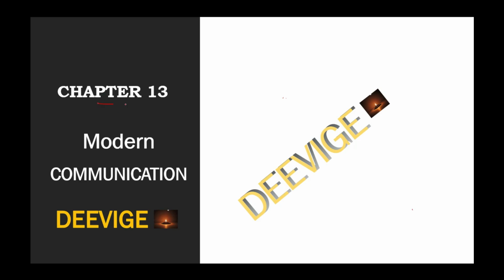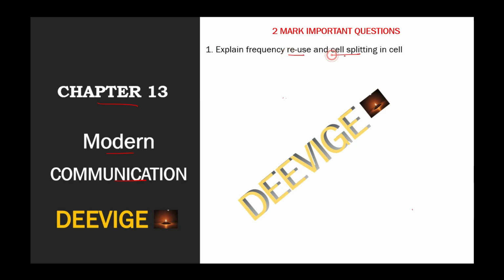Then chapter 13, modern communication. This is basically with internet, email, Bluetooth, Wi-Fi, radar, satellite communication, optic fiber communication, etc. So in this, very important 2 mark questions are there, hence I have written these 2 markers first. That is, first one is explain frequency reuse and cell splitting in cell phone, that is mobile communication system. This is very important. Second one is also very important, distinguish between uplink and downlink.